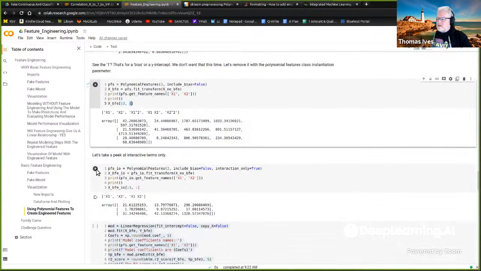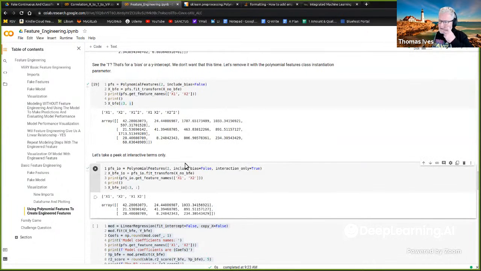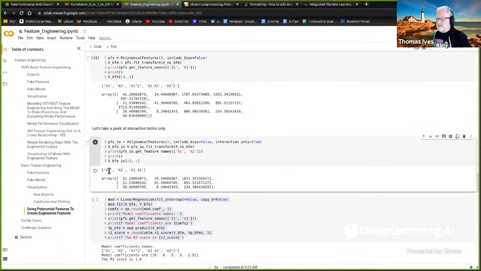Now, let's just take a quick look at interaction terms only to see what that gives us. Well, it's interesting. It still gives us x1 and x2. Why? Because they're interactions at the first order, but at the second order, it only gives us x1 and x2. Well, that's interesting. Meaning I only want interaction terms. I don't want the single feature terms. And so if we raise this to 3, let's just do that. It'll go fast.